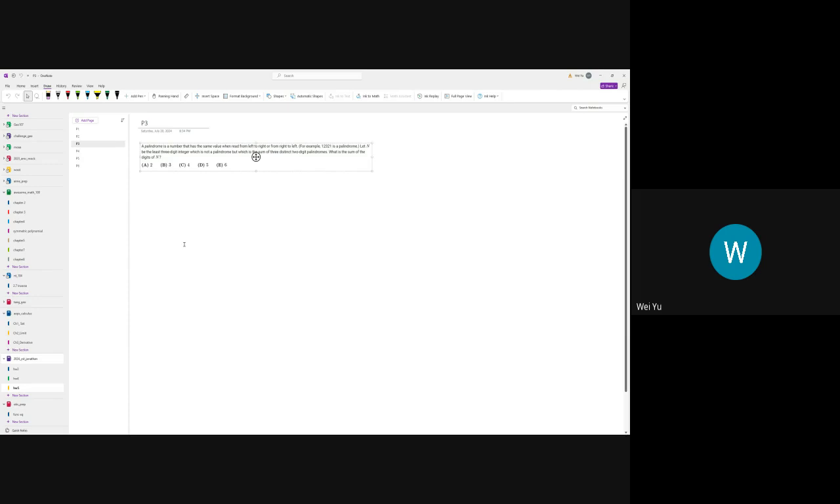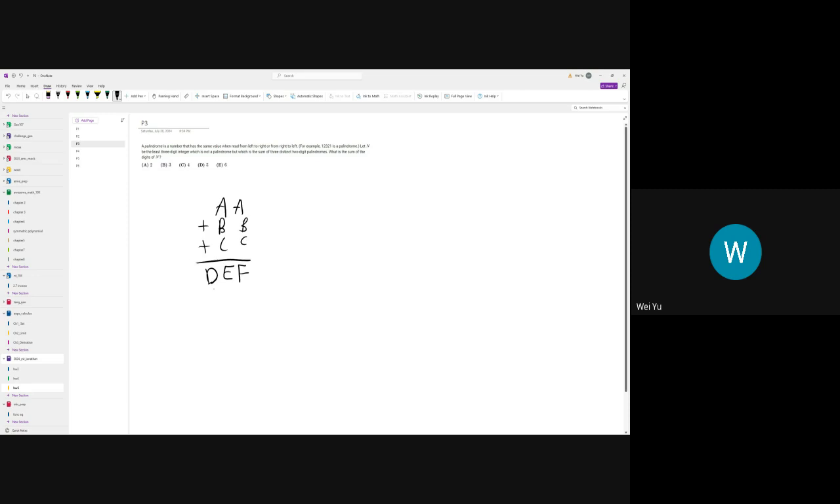Okay, problem 3. A palindrome is a number that has the same value when read from left to right. There was a previous problem about palindromes in a different homework, I think. For example, this number is a palindrome. Let this be the least three-digit integer which is not a palindrome, but is the sum of three distinct two-digit palindromes. What is the sum of the digits of this number?